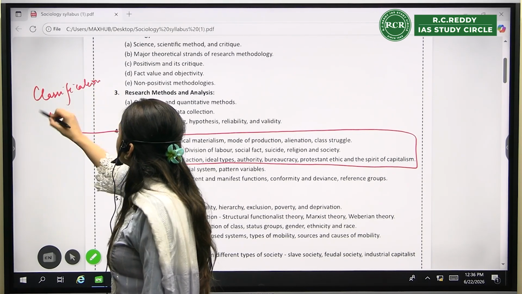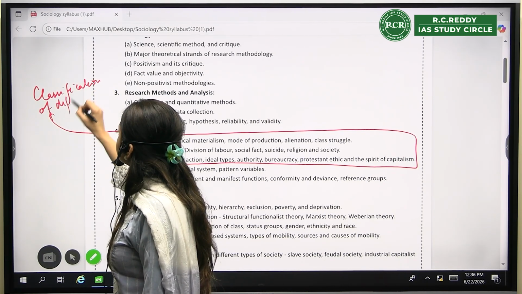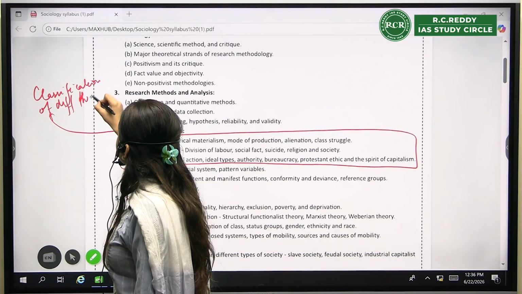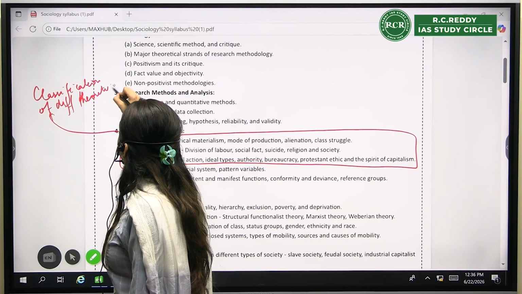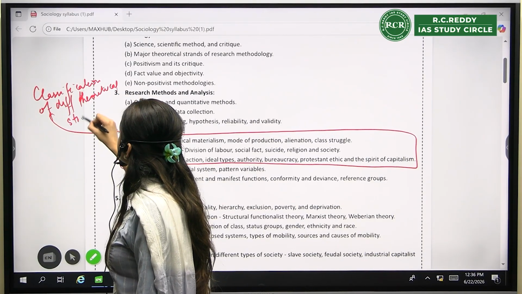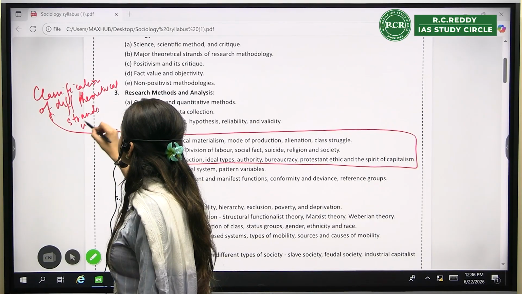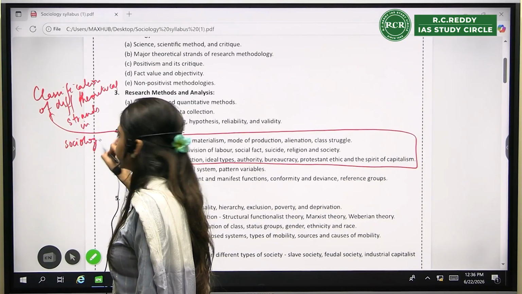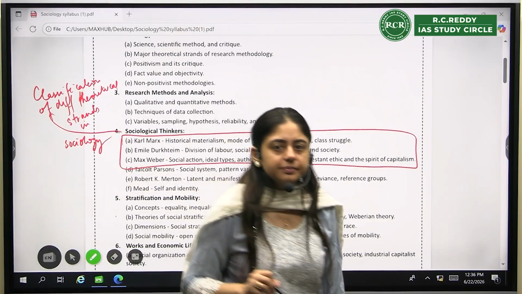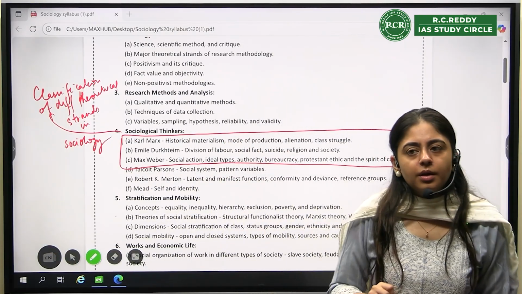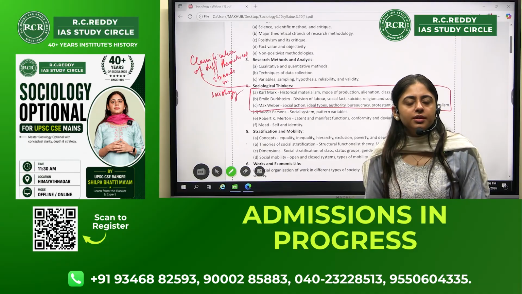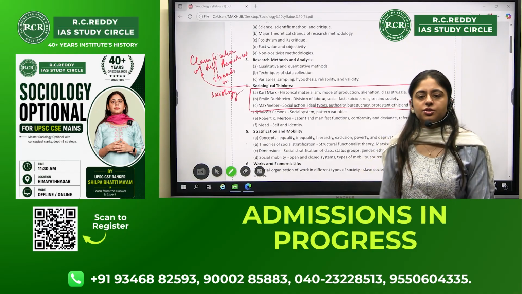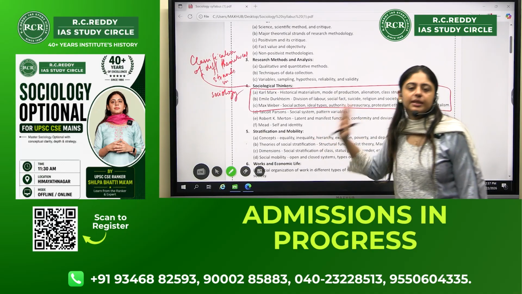of different theoretical strands in sociology. Theoretical strands here is nothing but a fancy name for point of view, right? And underneath this classification, we have to cover these 6 thinkers.